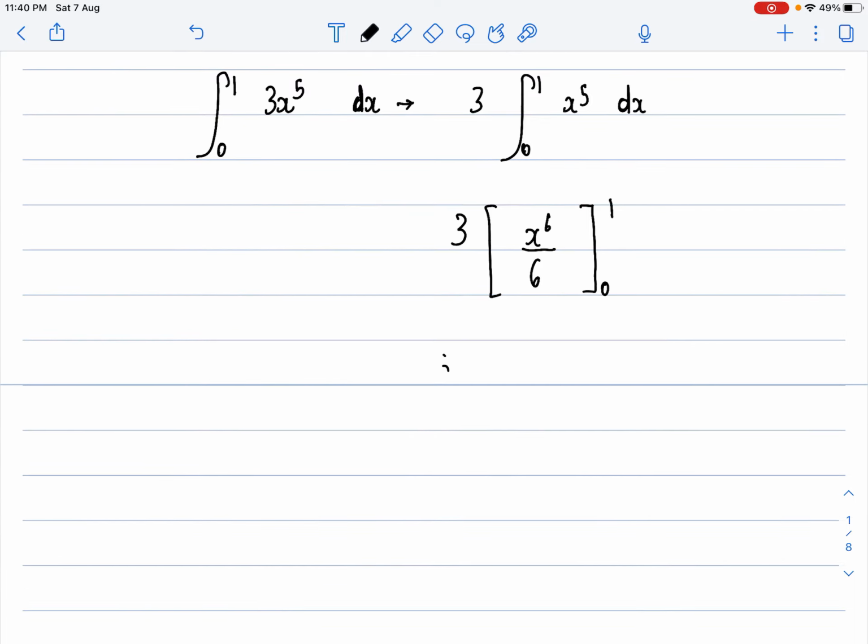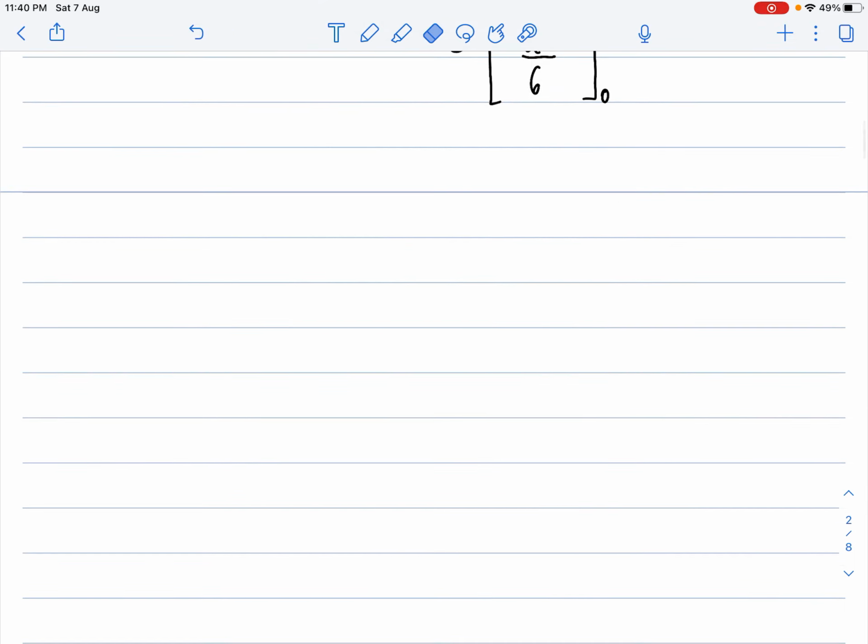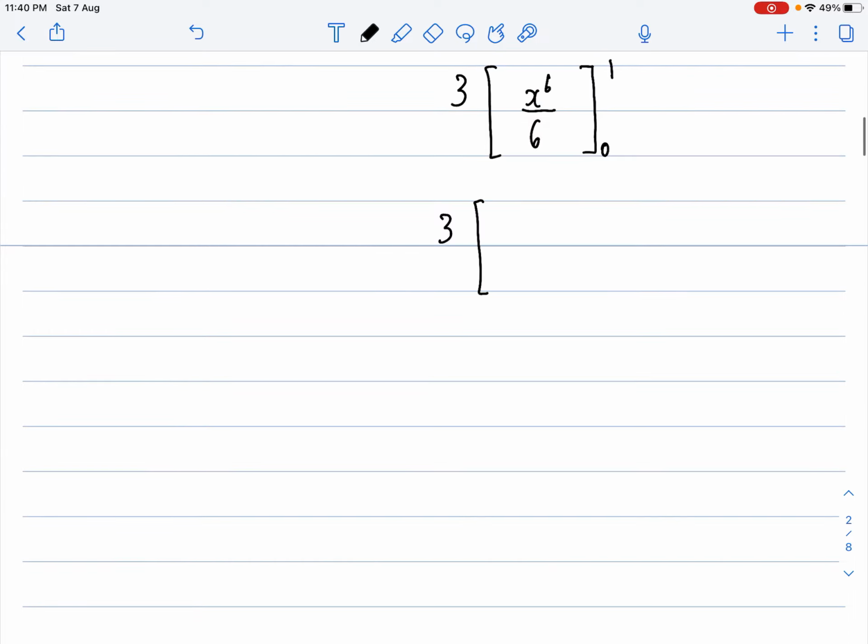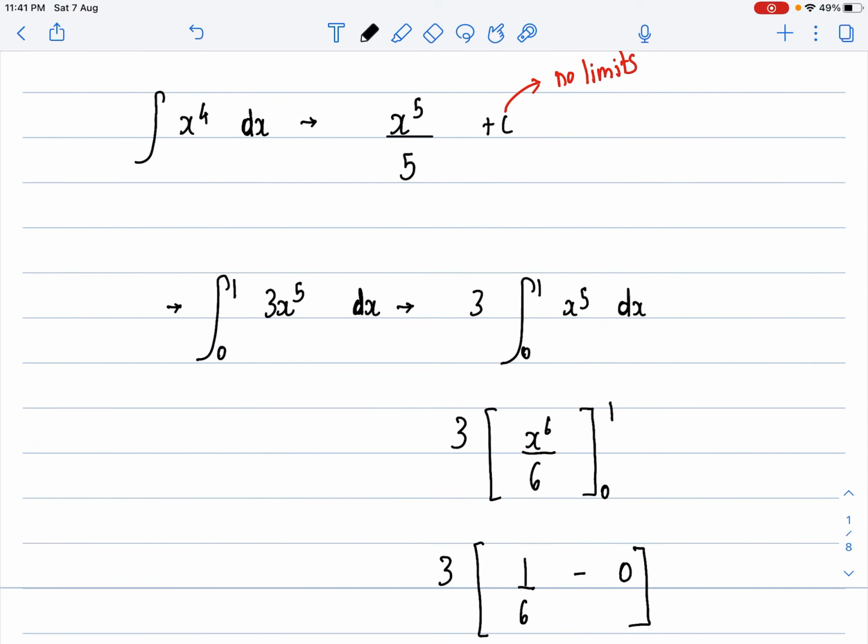What you first do, and you might know this from AS level, is put in the upper limit. So I write this as 3 multiplied by the upper limit, which is 1, so 1 raised to 6, which is simply 1 divided by 6, minus, when I substitute 0, I get 0. So I can write this as 3 multiplied by 1 over 6, which is 1 over 2. This is the answer. So I'll just label the examples.